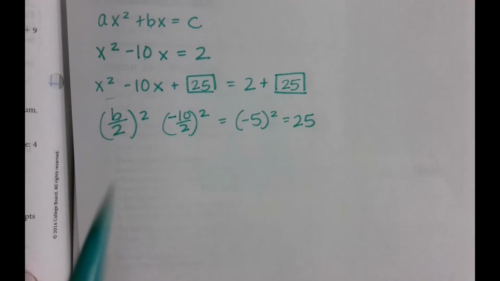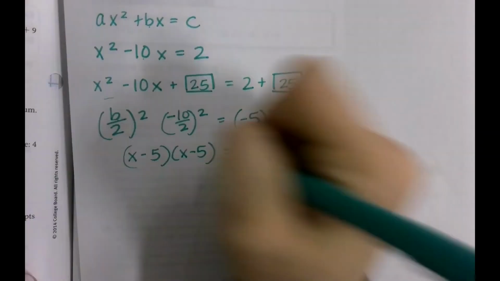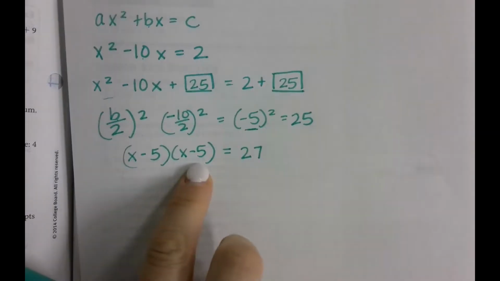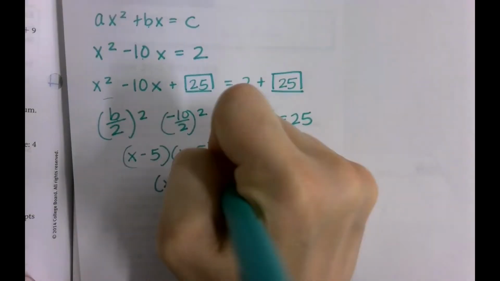With the factored form, I can go back to this value, negative 5, and I know it's going to be x minus 5 times x minus 5 equals, and then we combine like terms, 2 plus 25 is 27. Now, since we're multiplying x minus 5 times itself, it becomes x minus 5 squared equals 27. Now I can do the square root of both sides.